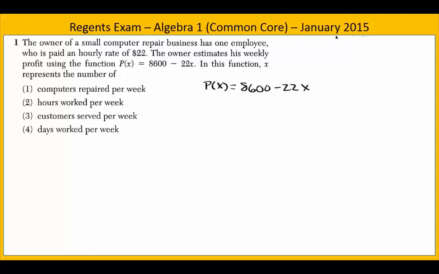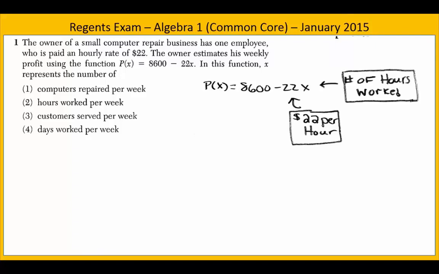In our function, 22 represents the amount of money per hour. X represents the number of hours that the employee works. The profit left over is the 8,600 minus however much money the employee was paid. That's $22 times however many hours he works. The answer is choice 2.